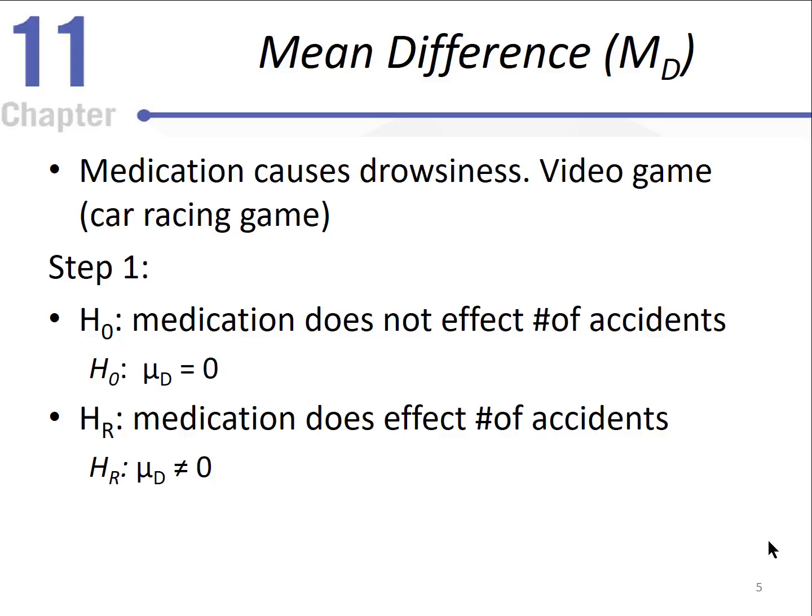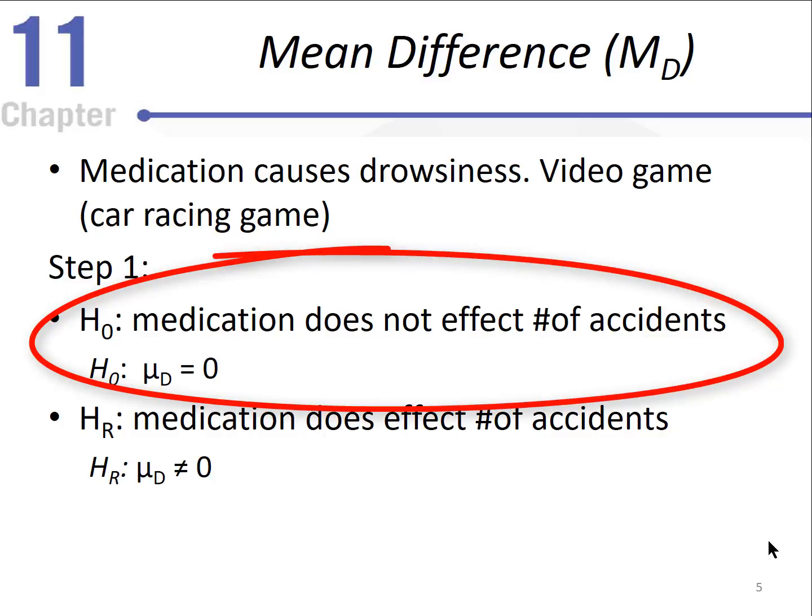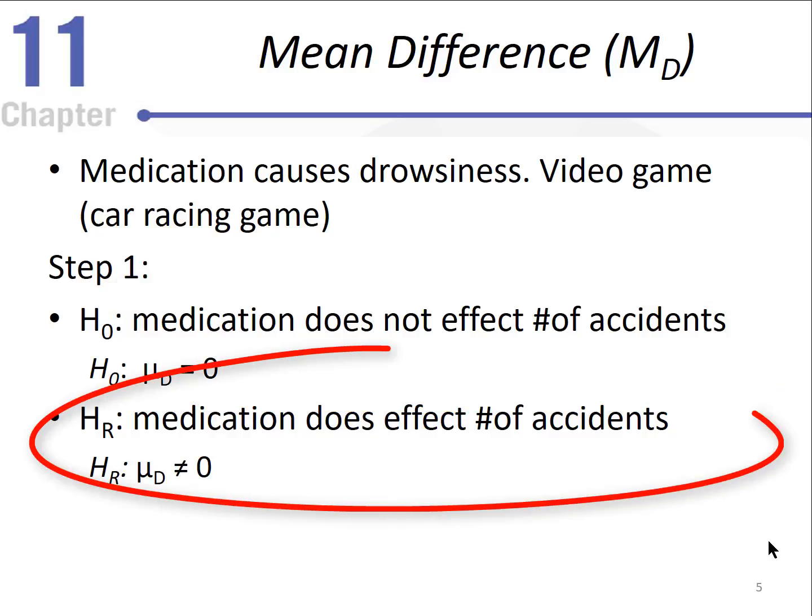So our null hypothesis is that the medication does not affect the number of accidents. That means the medication would not cause drowsiness because there is no difference between the number of accidents they had before and after. Our research hypothesis is that the medication does affect the number of accidents. So we're not specifying if the accidents are going to go up or down. We're just saying the medication does affect. That means this is going to be a two-tail test.